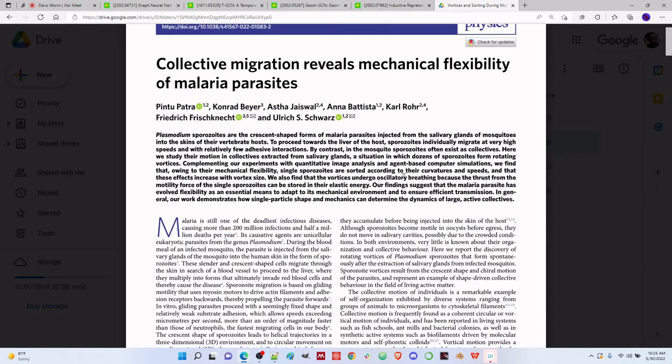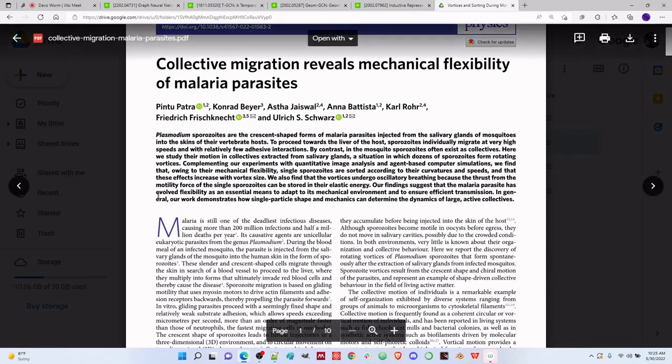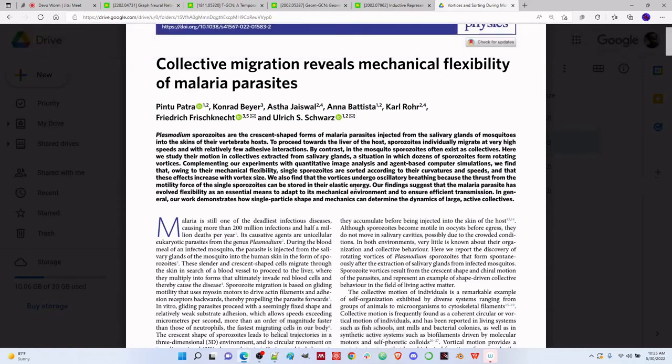We also find that the vortices undergo oscillatory breathing, which is an interesting point, which means that it's pulsating in some way, because the thrust from the motility force of the single sporozoites can be stored in their elastic energy. So there's motility going on, and each sporozoite has an elastic potential energy, and this results in this sort of breathing of the collective. If you've ever watched schools of fish in coral reefs, or seen it up close, you see there's a sort of pulsating, and the collectives aren't just static clouds that move. They pulsate, and they have these internal dynamics. So that's what they're getting at here.